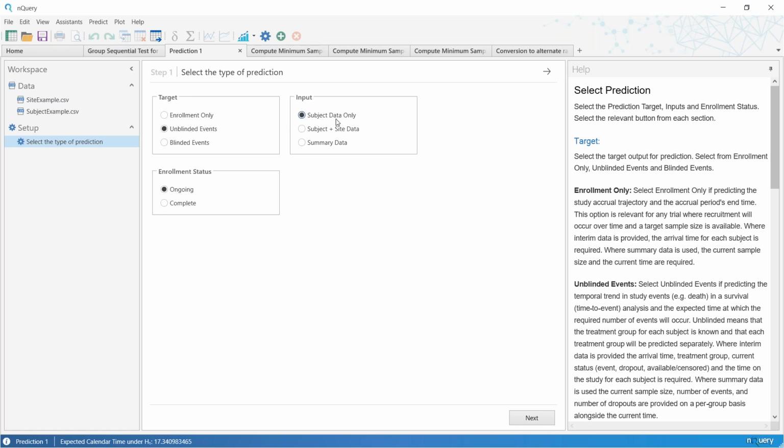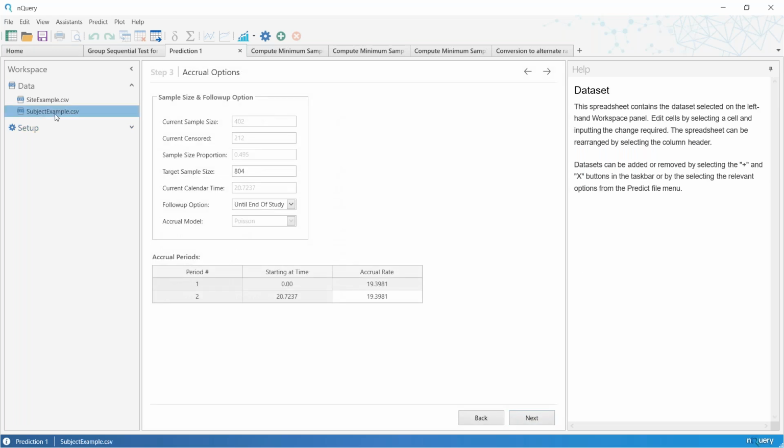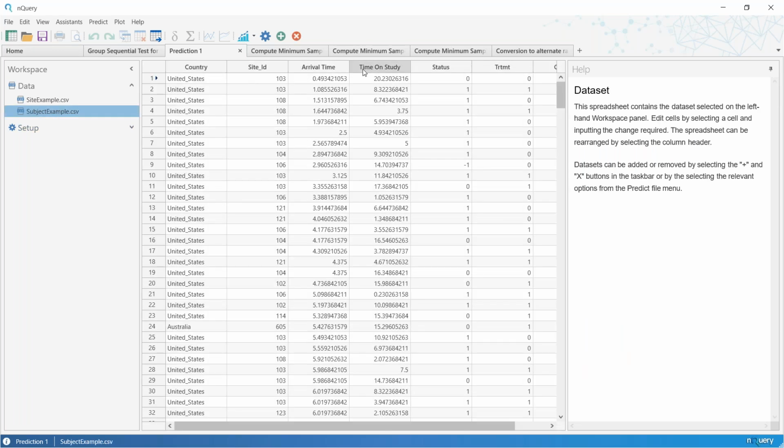And we're also going to use the subject data only. I've talked in the last 3 webinars a lot about this tool and looked at site data, but for comparison's sake, it'll be easier to use the subject data only level and then be able to quickly compare what happened to what we thought was going to happen in the design stage. So we're going to use the subject example data set. We're going to have a treatment ID equal to treatment here. And we basically did this as just columns in the data set that we have. So if we go to subject example, you can see we have country, site ID, arrival time.